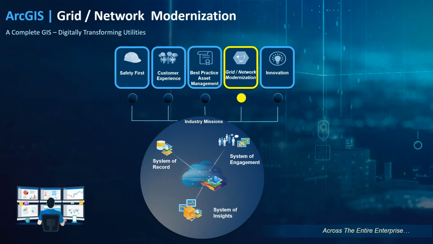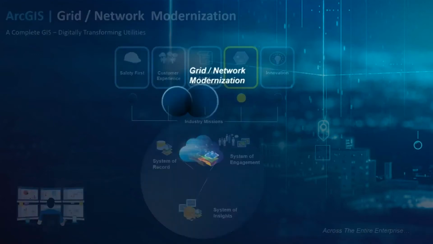It's a system of record, which is the authoritative source of truth, one single source of truth that permeates through all your other systems. It's a system of engagement, which is used to share and collaborate, both for internal and external stakeholders. And it's a system of insight, which is really about turning all this information into decision-making through analytics and visualization. So the complete GIS really is the enabler for aligning to a modern utility's missions. And these missions are right across the board of safety, customer experience, best practice asset management, grid modernization or network modernization, what we're talking about today, and of course, innovation.